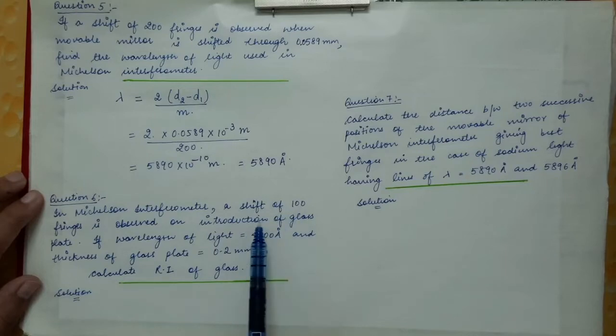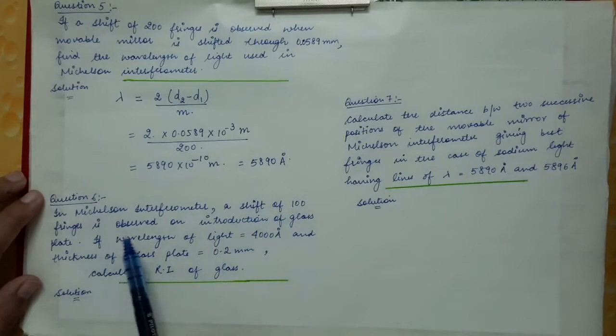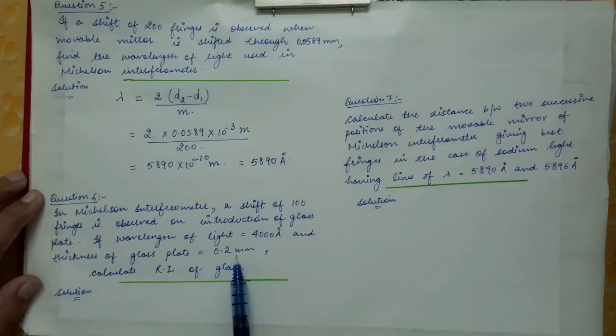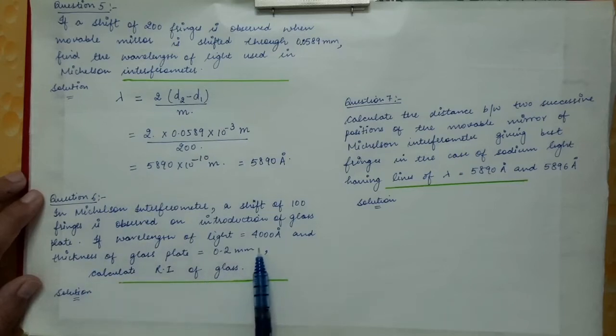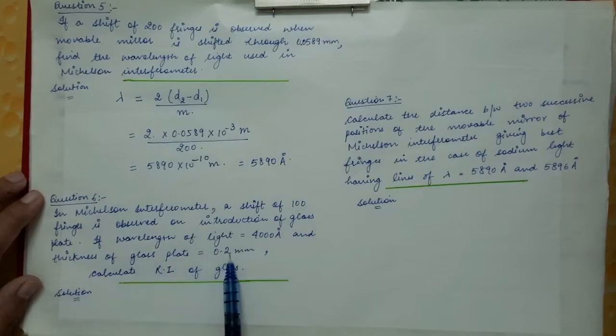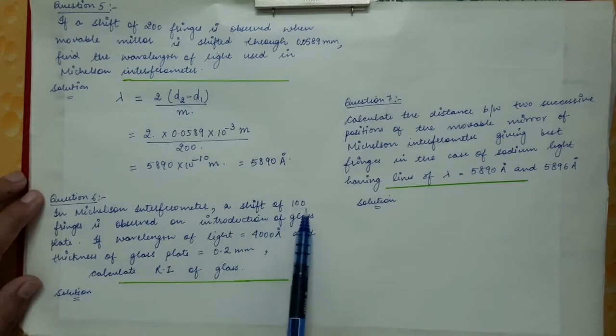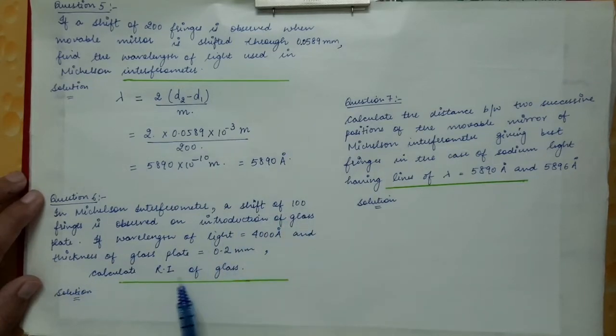the fringes. So we are given that a shift of 100 fringes is observed on introduction of a glass plate, and we are given the wavelength of the light as 4000 Angstrom, and thickness of the glass plate is also given, which is equal to 0.2 millimeter. So using this data, that when a glass plate of thickness 0.2 millimeter is introduced in the path of the light whose wavelength is 4000 Angstrom, it is seen that 100 fringes shift on the screen, and using this data we have to find the refractive index of the glass.